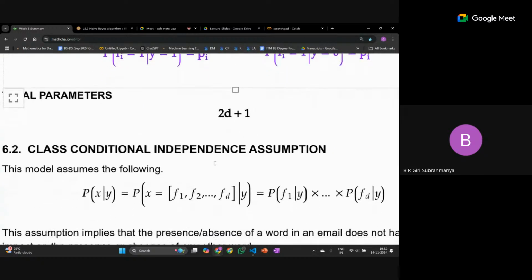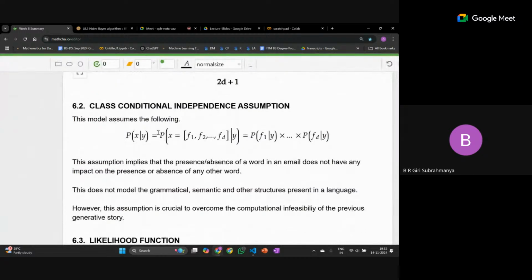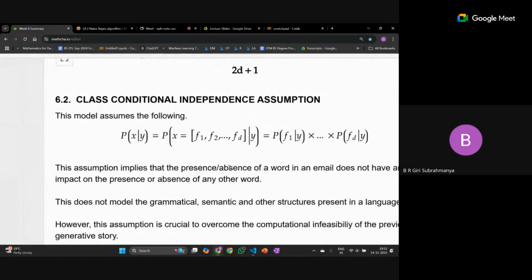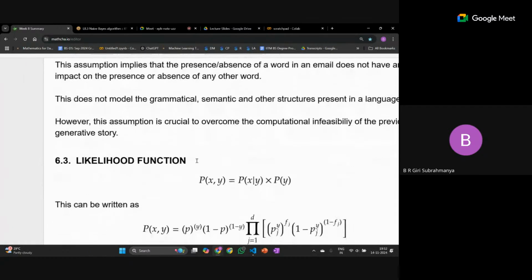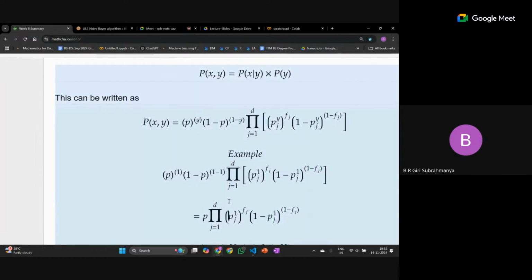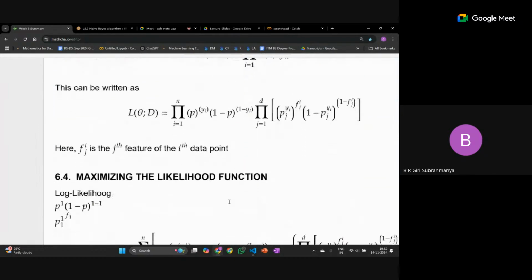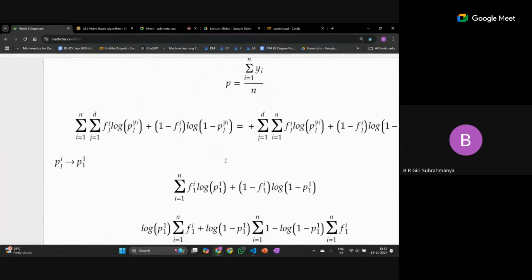So there are 2D plus 1 parameters. There's a class conditional independence, that is, the presence or absence of one word does not determine the presence or absence of any other word. Now, the likelihood function is given by this. These things you can go through. So when you maximize the likelihood, the prediction is like this.